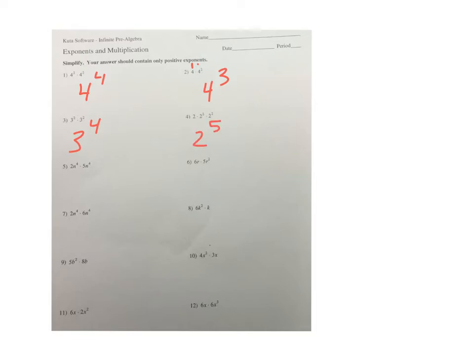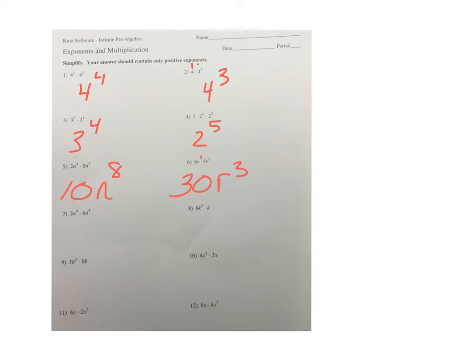In number 5, the base is n. We have a coefficient this time though. We have to multiply the coefficients. 2 times 5 is 10. Keep the base n and add the exponents. Number 6, multiply the coefficients. 6 times 5 is 30. Keep the base r and add the exponents. 1 plus 2 is 3.